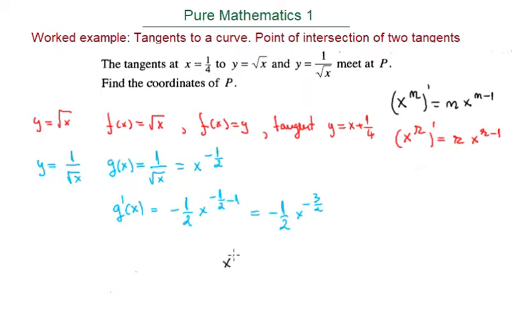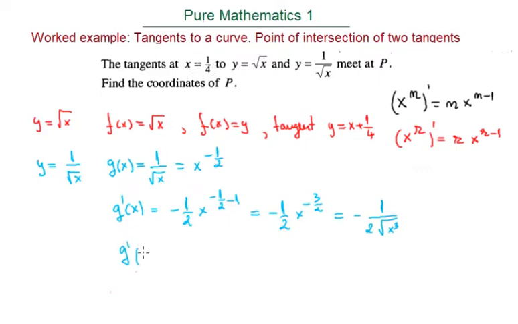X to the power of minus 3 over 2 is 1 over x to the power of 3 over 2, which is equal to 1 over the square root of x cubed. 1 over the square root of x cubed multiplied by 1 over 2 will then give us minus 1 over 2 times the square root of x cubed. We now have our derivative, so we want the tangent in the point where x equals 1 over 4.